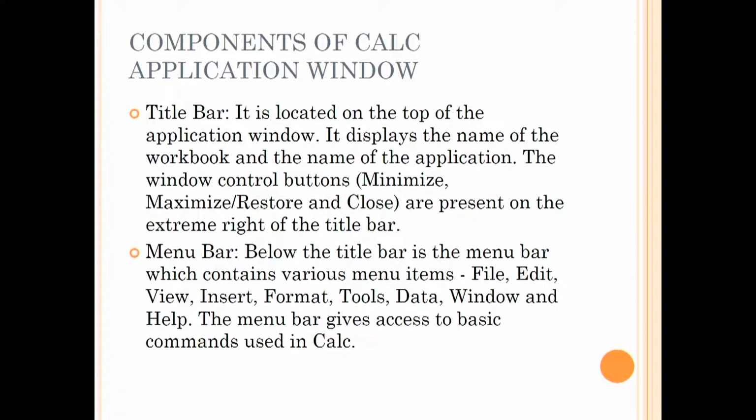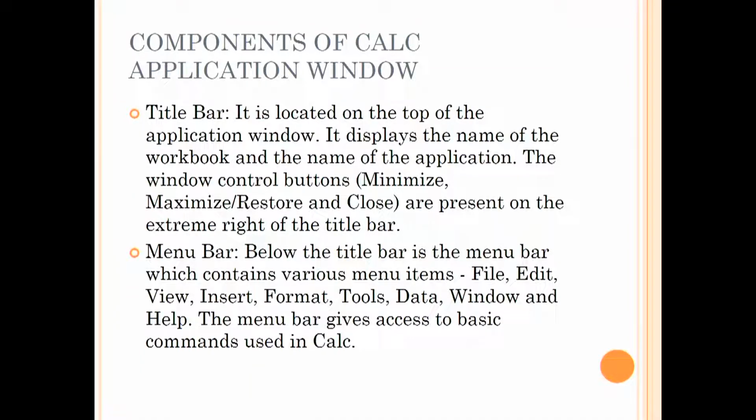Now we are going to study the various components of the CALC application window. The first one is the title bar. The title bar is located at the top of the application window. It displays the name of the workbook and the name of the application. The window control buttons such as minimize, maximize, restore and close are present on the extreme right of the title bar.